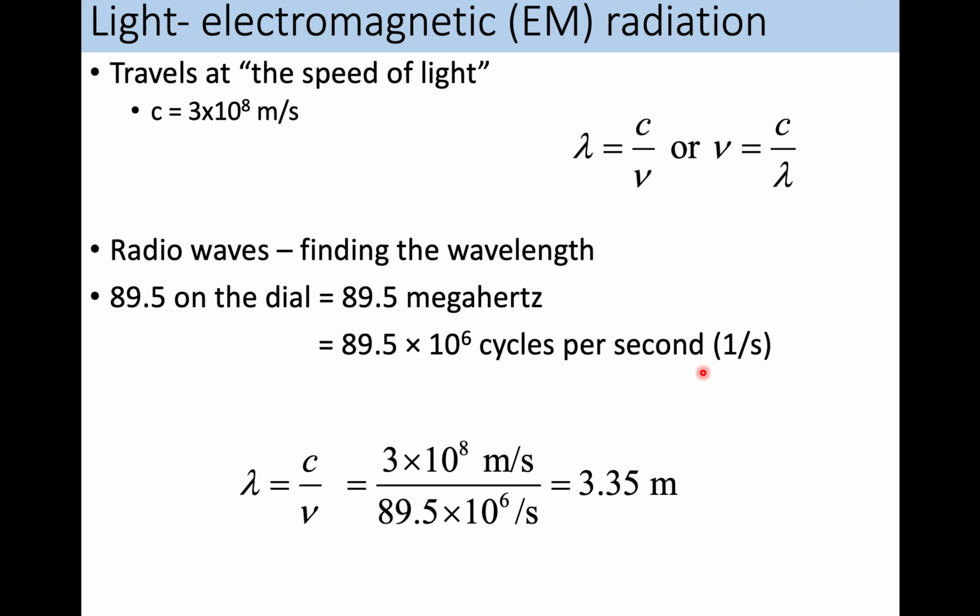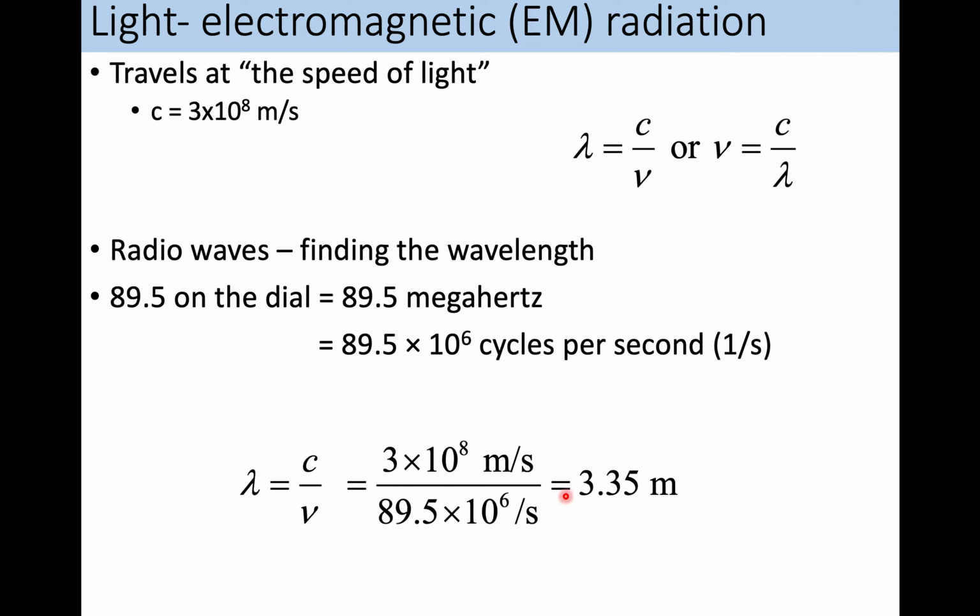So we can plug this in and find the wavelength. So we have our wavelength is equal to the speed of light, which is a value that we know, that constant for little c, 3 times 10 to the 8 meters per second, divided by our frequency, which we just found right here.